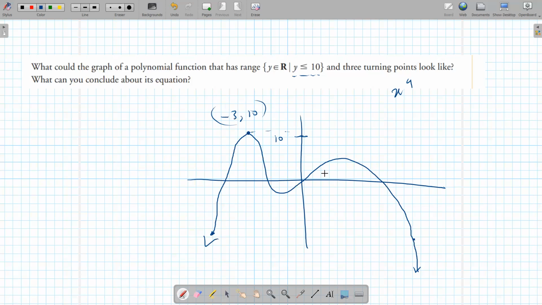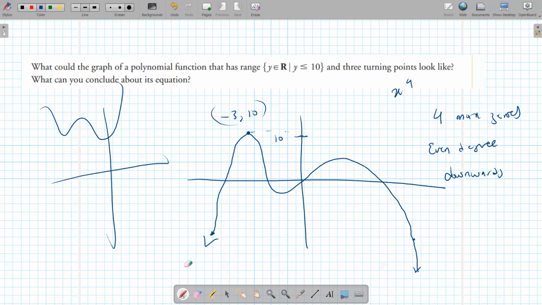So what can we say here? Well, we can say that it can have 4 maximum zeros because it's a degree 4 polynomial, right? And we can also say it's even degree. And we know that it's opening downwards because there's a restriction on the range. Y has to be less than means it's opening downwards. If it said y was greater than, then it would be opening upwards, okay?